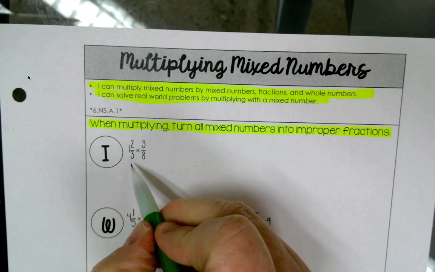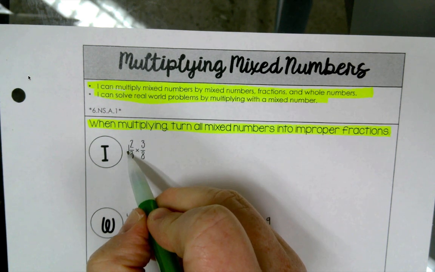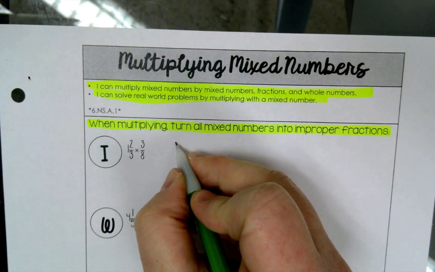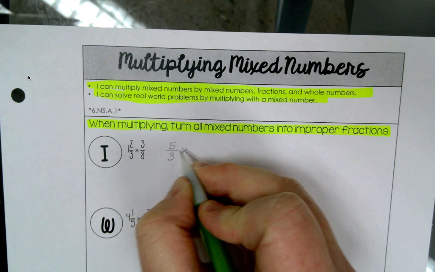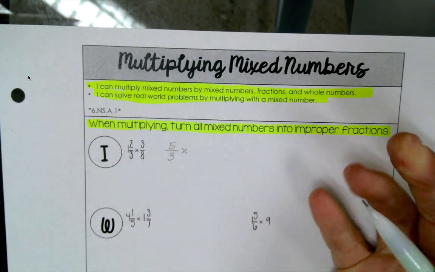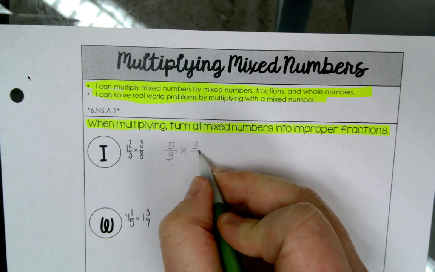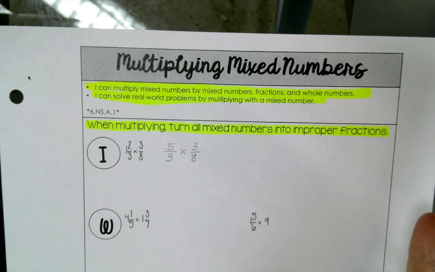So we have our denominator times our whole number, which is 3, plus 2, which is 5. So we have 5 over 3 times, and then we have 3/8. We don't have to do anything to it because it's already a fraction. It's not a mixed number, okay? Now, when we multiply mixed numbers, fractions, we're going to have to simplify at the end.